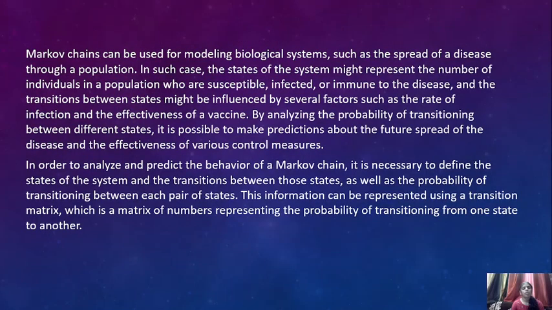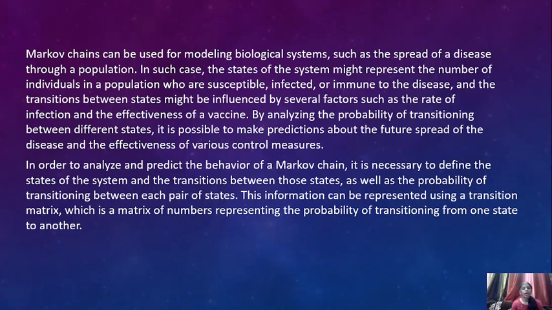Markov chain can be used for modeling biological systems, such as the spread of a disease through a population. In such a case, the states of the system might represent the number of individuals in a population who are susceptible, infected, or immune to the disease, and the transitions between states might be influenced by several factors such as the rate of the infection and the effectiveness of the vaccine. By analyzing the probability of transitioning between different states, it is possible to make predictions about the future spread of the disease and the effectiveness of various control measures.